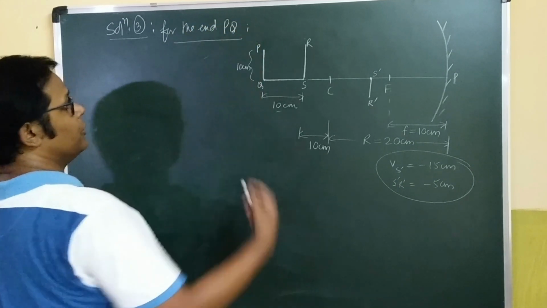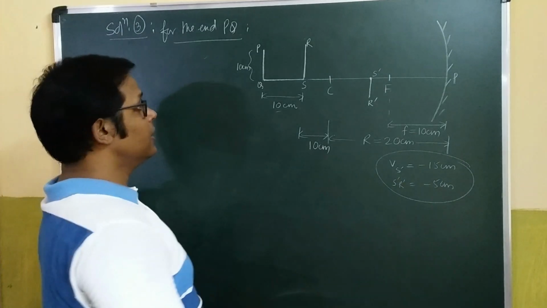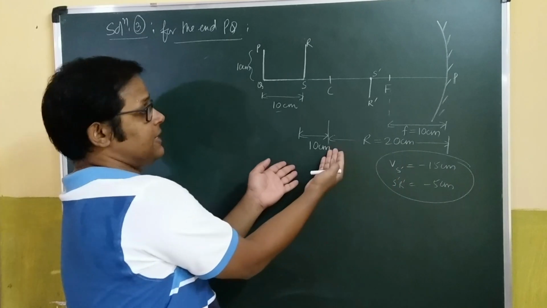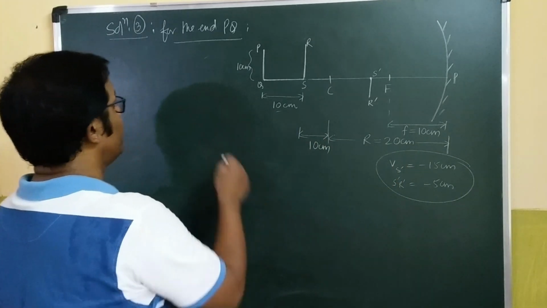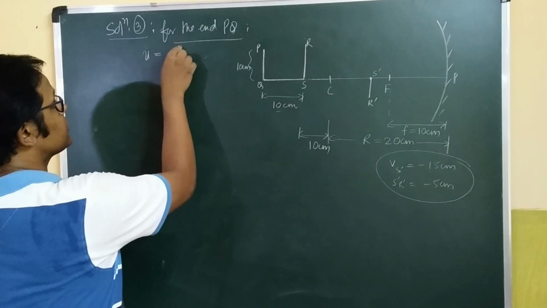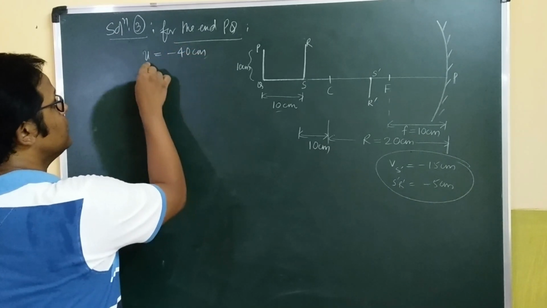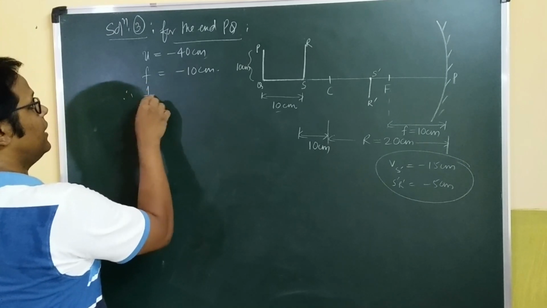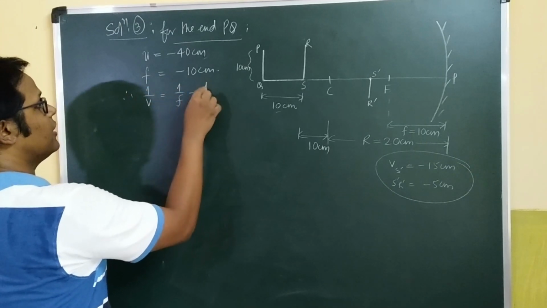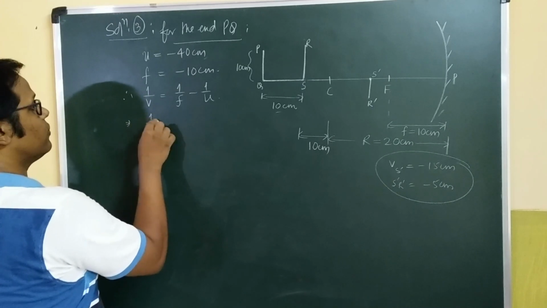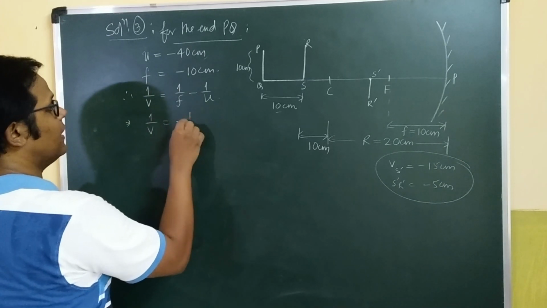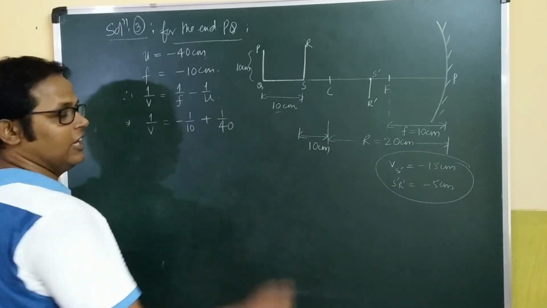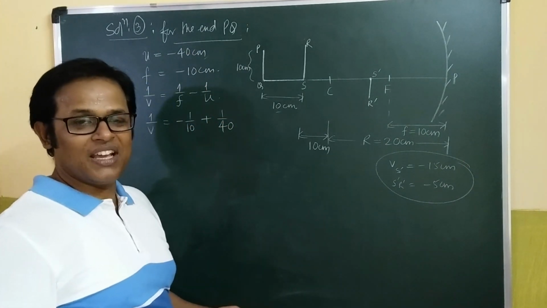For the end PQ, you can see, my dear students, the point Q is actually at a distance of 20 plus 10 plus 10, that is 40 centimeters away. So I'll take the object distance as minus 40 centimeters. Focal length is minus 10. So I'll find the image distance: 1 by V equals 1 by F minus 1 by U. So 1 by V equals 1 by F, which is minus 1 by 10, and this becomes plus 1 by 40. Alright. Are you picking it up?